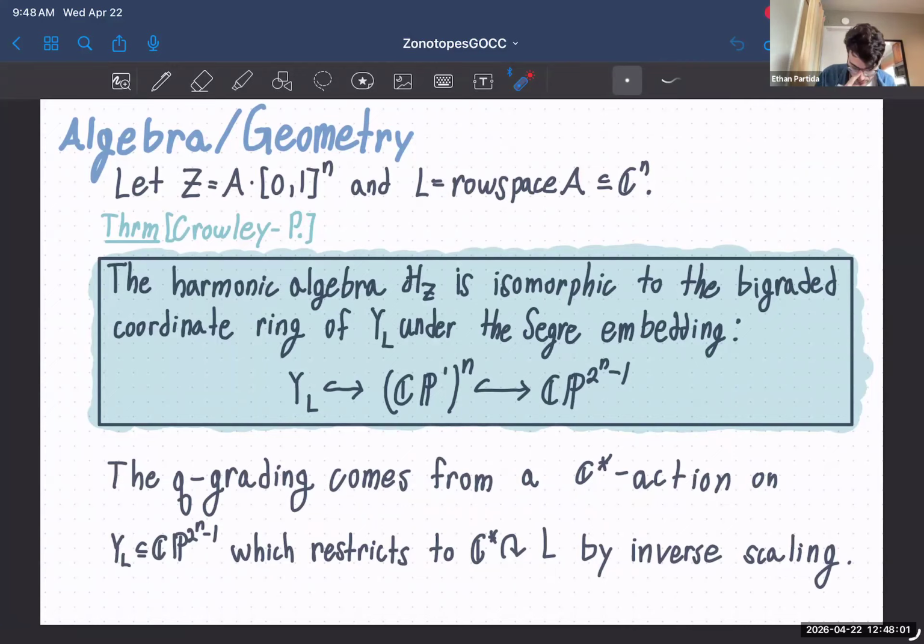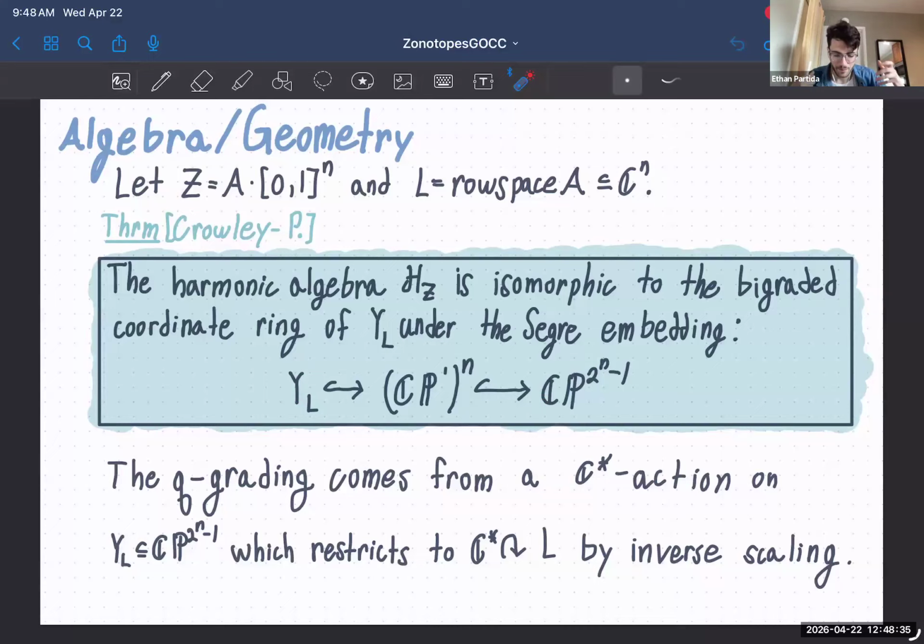So how do you construct this? CP1 to the n sits inside of a giant complex projective space via something called the Segre embedding, which is a classical map in algebraic geometry, which takes a product of projective spaces and puts it inside one giant projective space, sort of by multiplying various subsets of coordinates together. And so you could follow this whole thing along and put y of L inside of the giant projective space. And now you have a subvariety of a projective space.